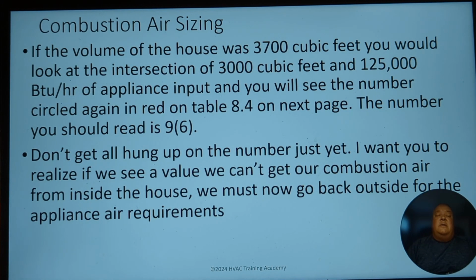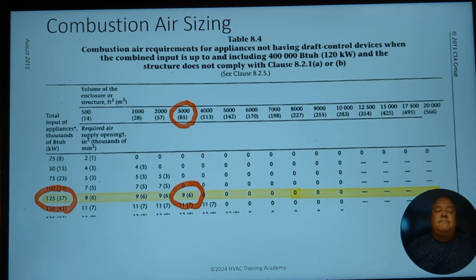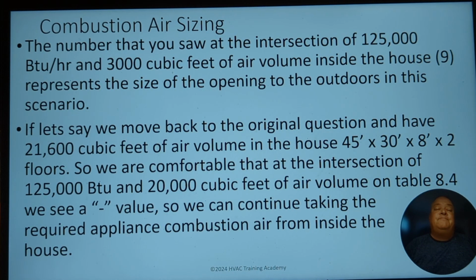So we look at the intersection of 3,000 cubic feet and 125,000 BTUs of appliance input, and you're going to see the circle numbered in red on table A4 on the next page, and it should indicate 9, meaning that if there isn't enough air inside the house, we are going back outside for air, and that opening is going to be 9 square inches, so a 3x3 opening to the outside. And again, you can see at 125,000 BTUs, we run across here to 3,000 cubic feet of air in the house, and we see a response here of a 9 square inch opening size.